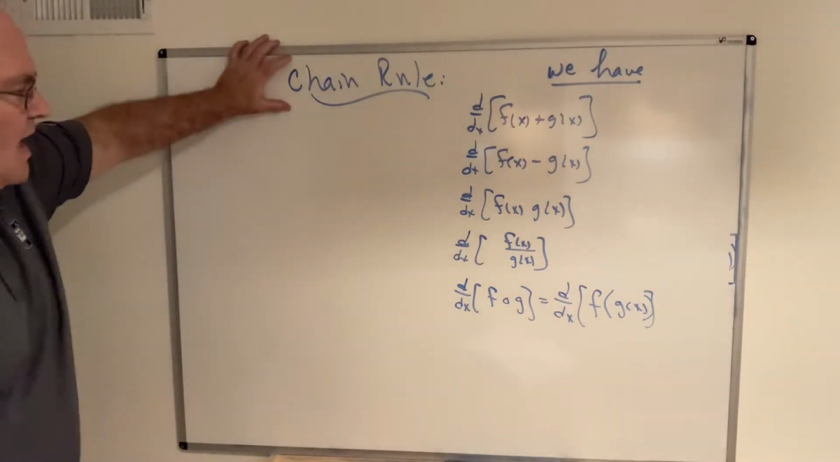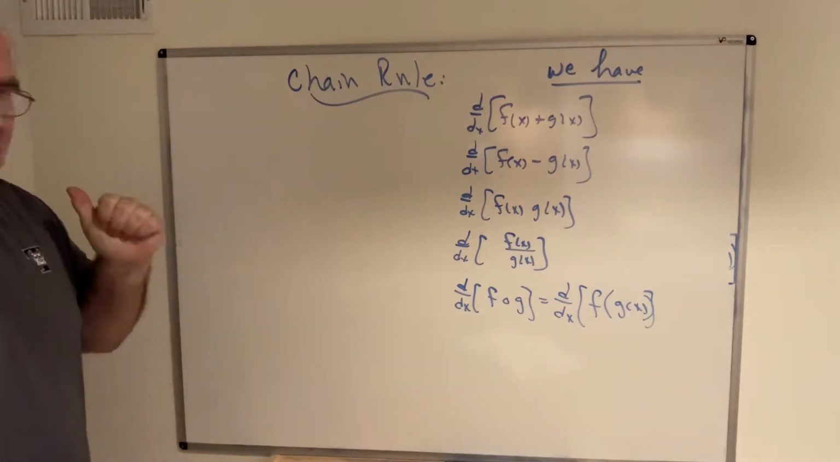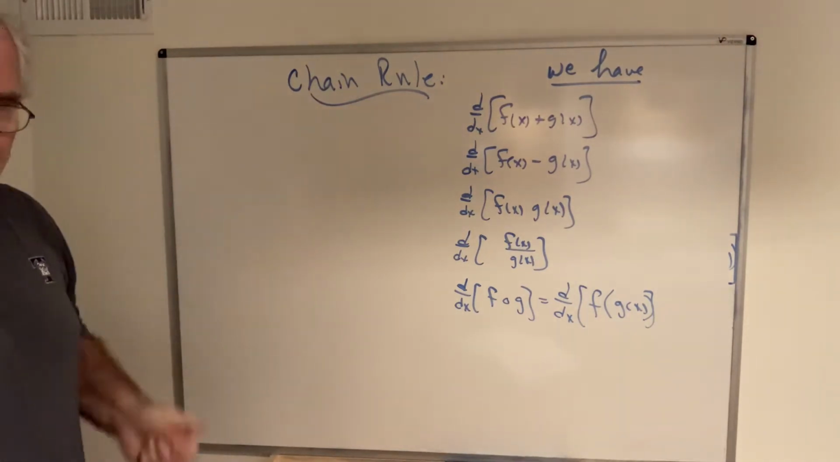Our next of our big three: product rule, quotient rule, chain rule. We've talked about product rule, we've talked about quotient rule. Next up is the chain rule. These are the big three.